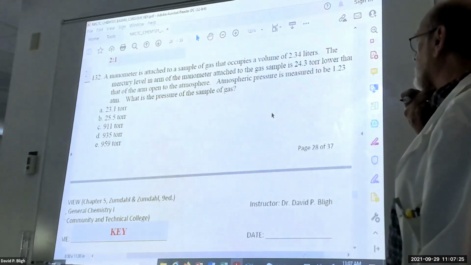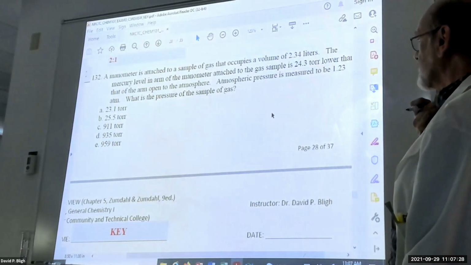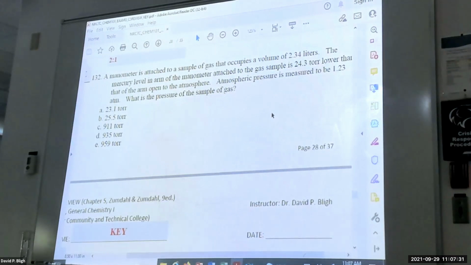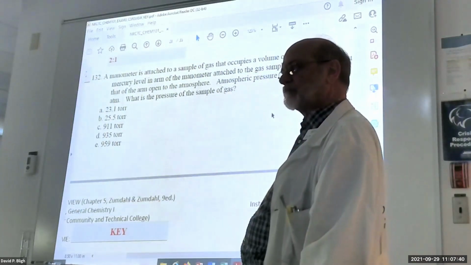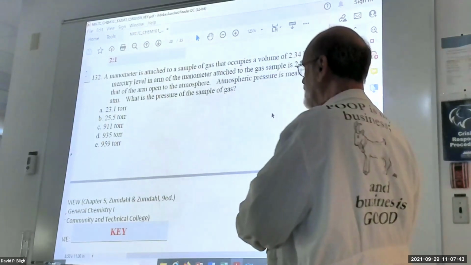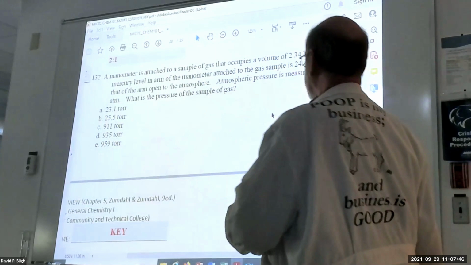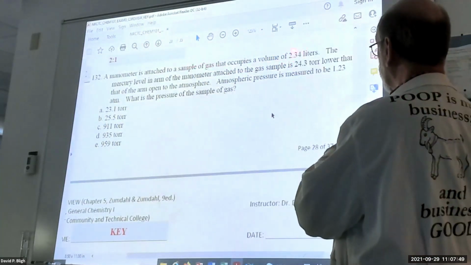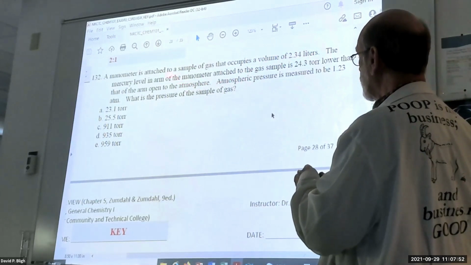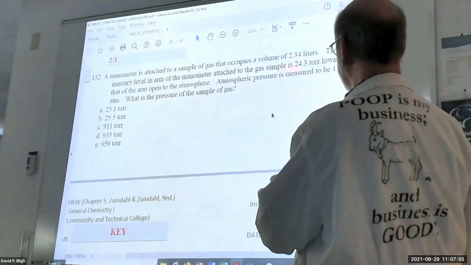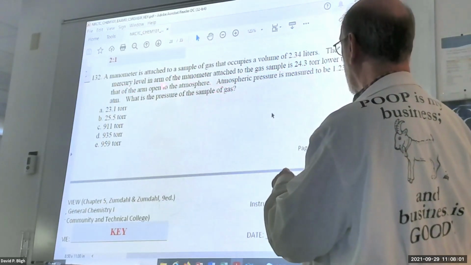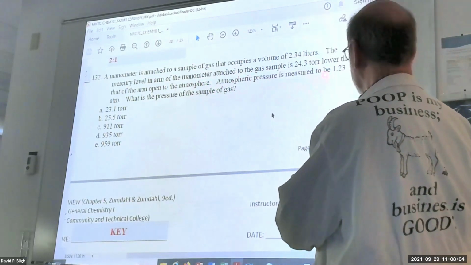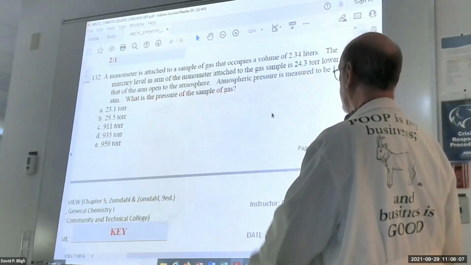There we go. A manometer is attached to a sample of gas. So what's a manometer? It's a modification of a barometer to measure the pressure of a trapped gas. That's a manometer. It's attached to a sample of gas occupying a volume of 2.34 liters. The mercury level in the arm of the manometer attached to the gas sample is 24.3 torr lower than that of the open arm, open to the atmosphere. And atmospheric pressure is 1.23 atmospheres. What's the pressure of the sample of gas?